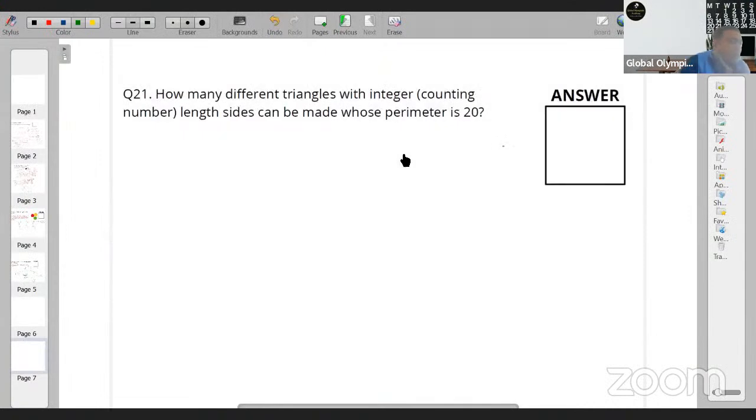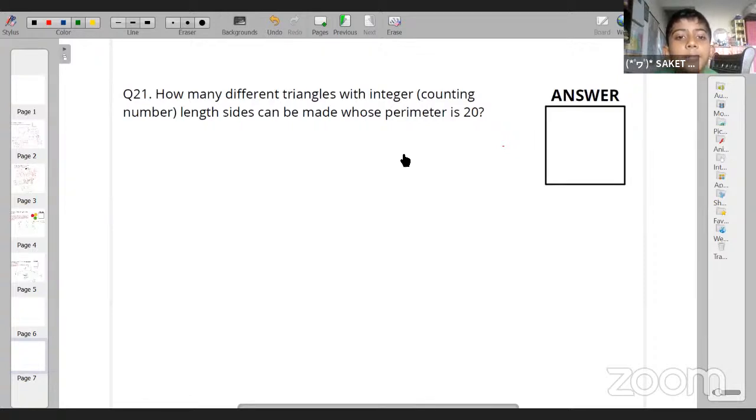This is the question: how many different triangles with integer side lengths can be made whose perimeter is 20? You understand what an integer is, right? A natural number, counting numbers. An integer can be negative, positive or zero, right? Correct, but in this context, because it's a triangle, it has to be a positive integer. So that is the question. You give it a shot.